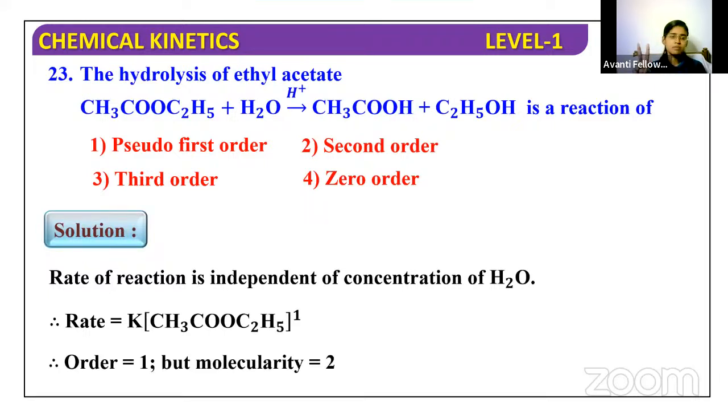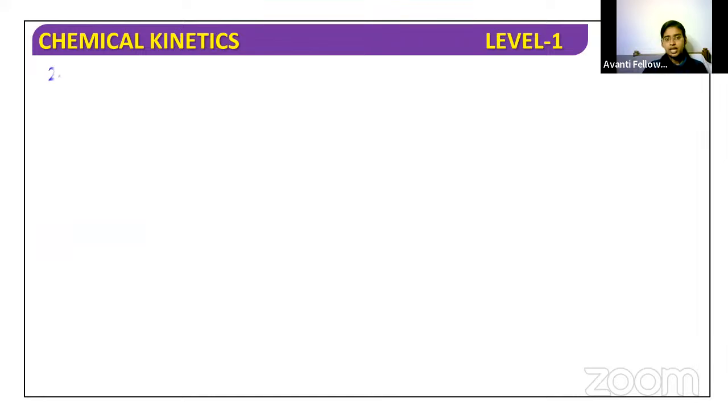So only 2 examples we have studied, no? Hydrolysis of ester and the hydrolysis of sugarcane. Those 2 reactions are the examples for pseudo first order reaction. So this is the hydrolysis of ester. So option 1 is the answer. Good. Coming to the next question.